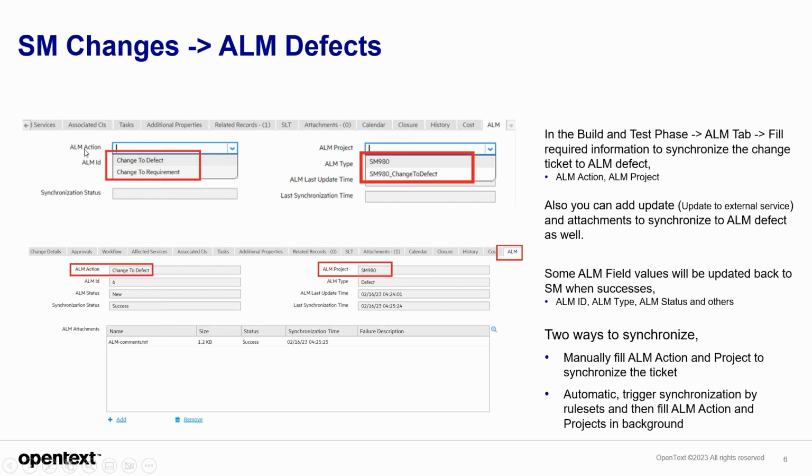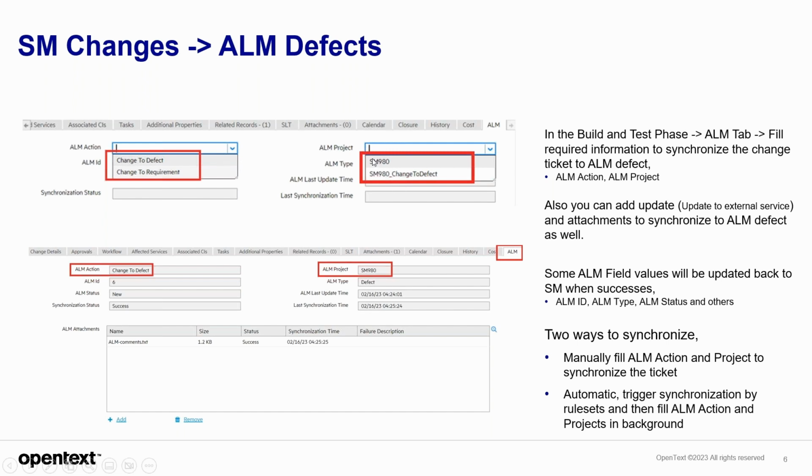First, it's ALM action. In the change module, we will have two actions here. One is change to defect, the other is change to requirement. In this case, we will choose change to defect. It means we will synchronize a change from Service Manager to ALM as a defect.